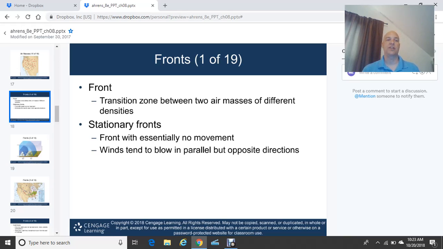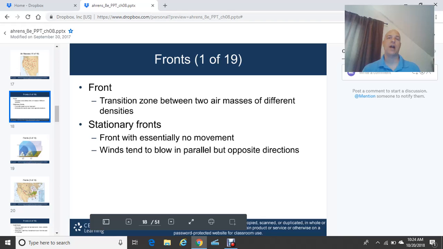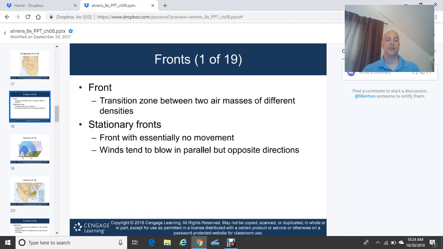We're going to start with the stationary front. And the stationary front is exactly what stationary means. It just doesn't move a whole lot. Essentially, there's no movement with a stationary front. The winds tend to blow in parallel but opposite directions on either side of that stationary front. There's really nothing pushing the front along to actually cause it to move. The winds are opposite and opposing each other on both sides of the front.